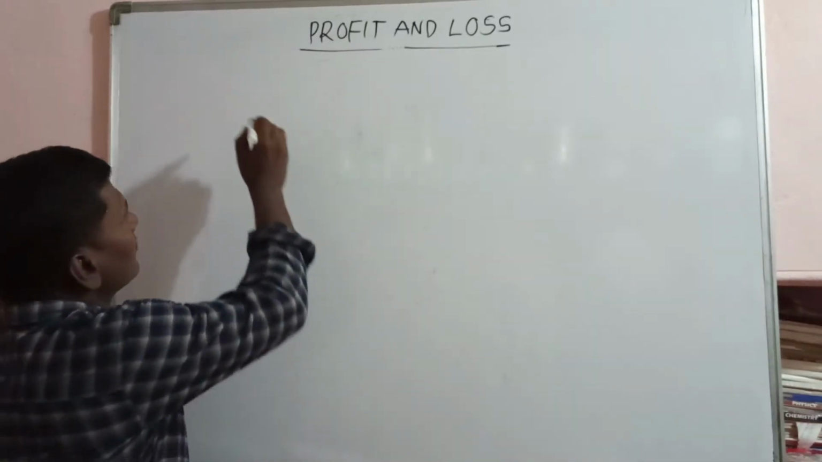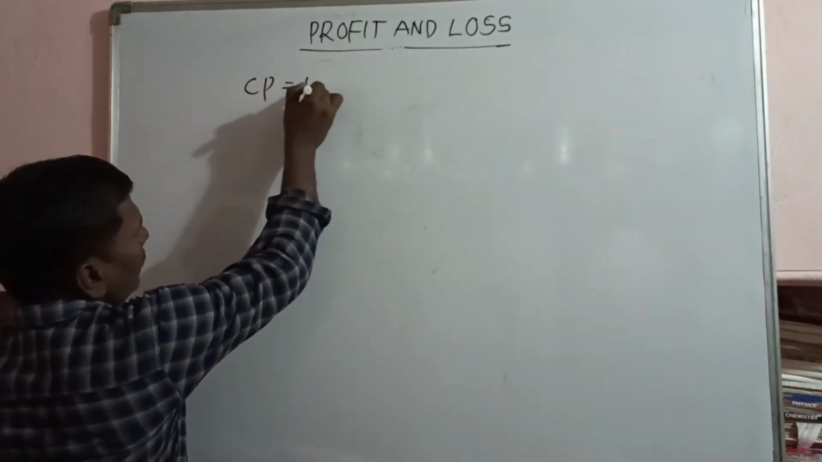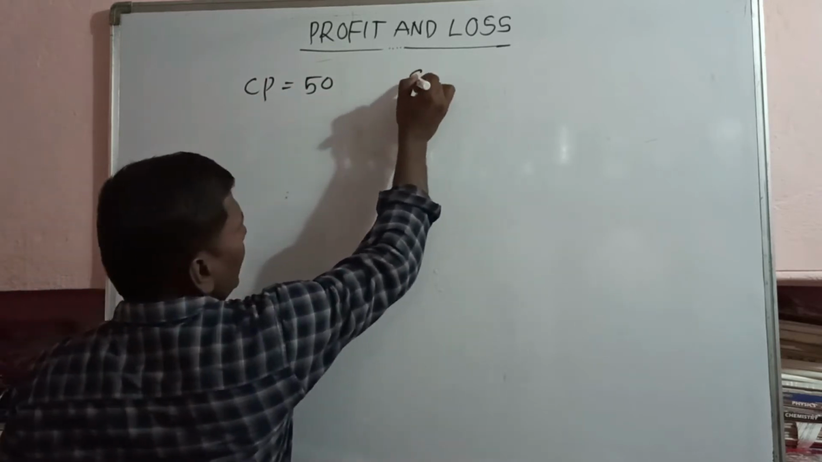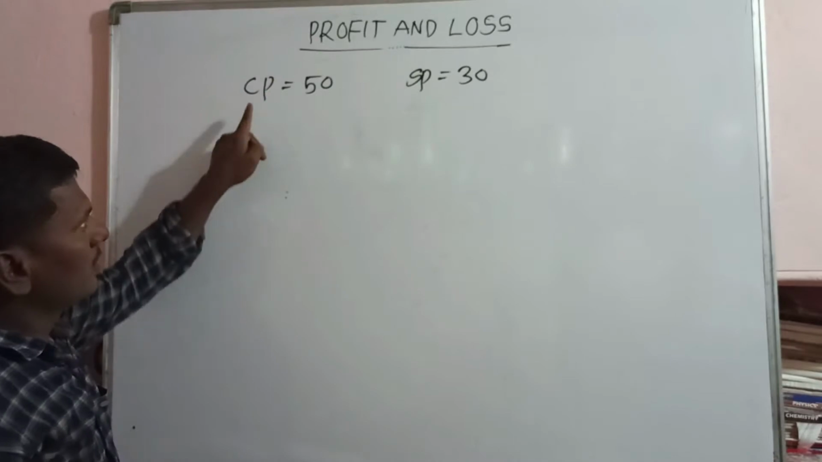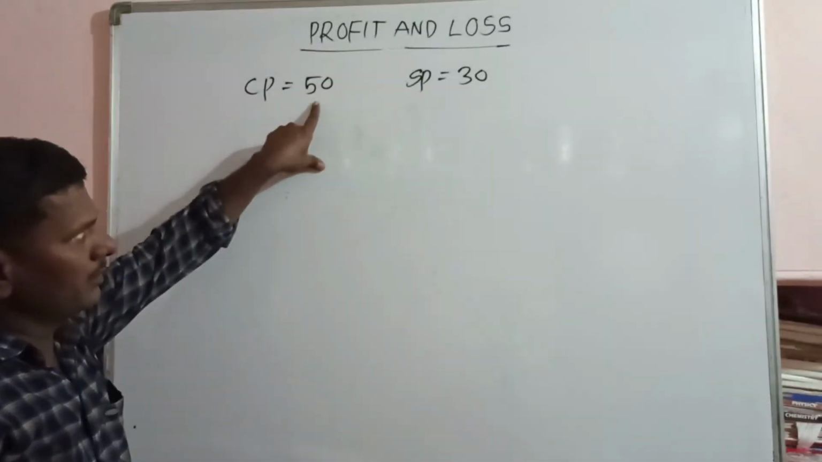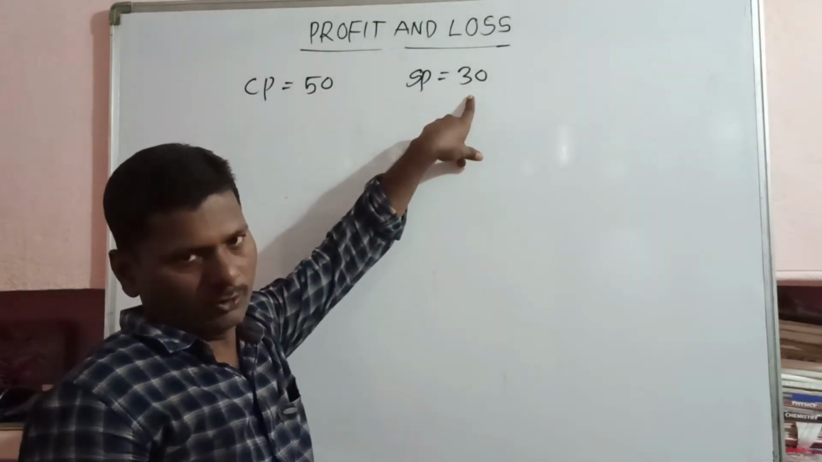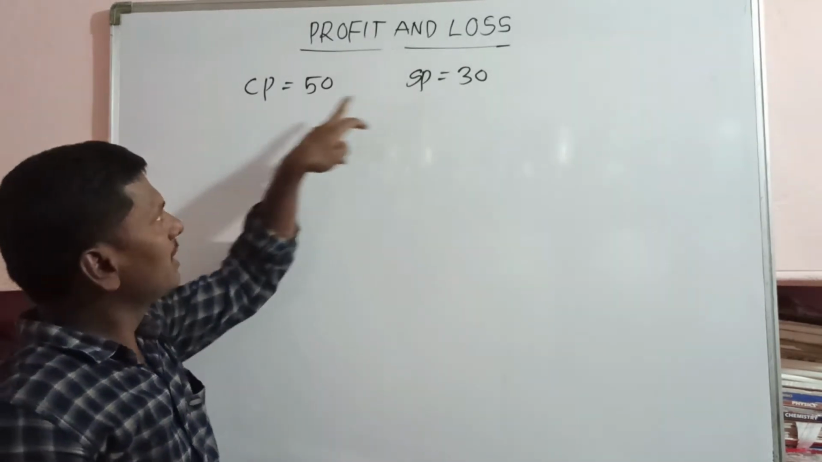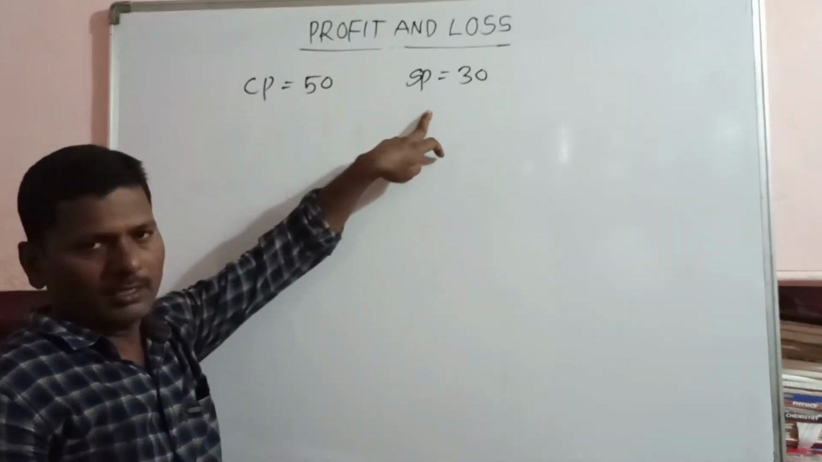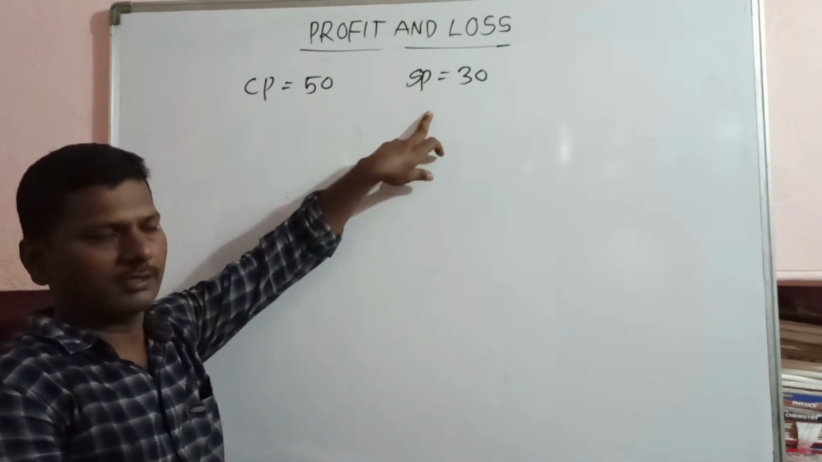I am taking cost price as 50 rupees and selling price is 30 rupees. So article is bought for 50 and that is sold for 30 rupees. In this case, selling price is less than the cost price. That's why we have loss in this case.